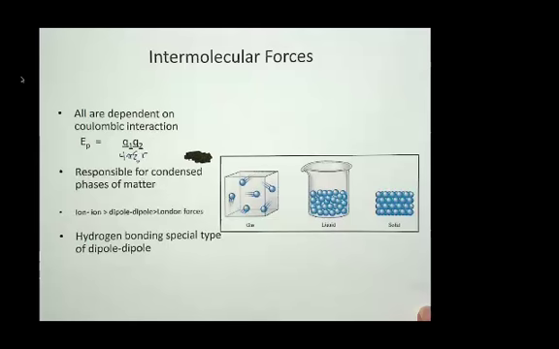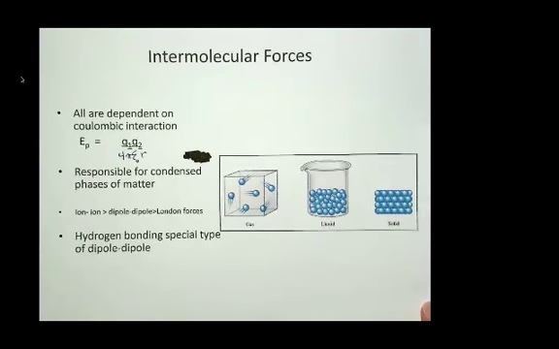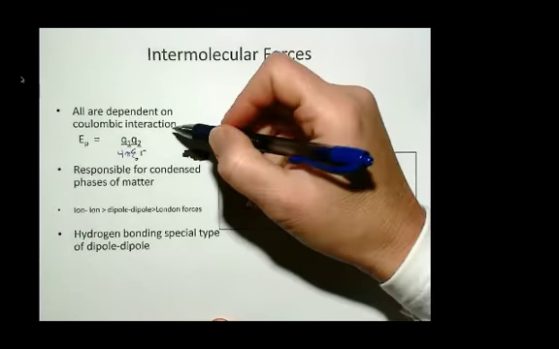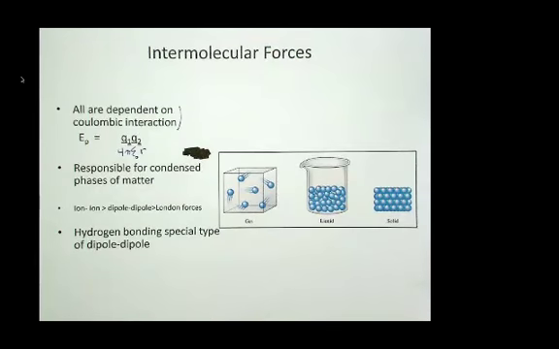The types of intermolecular forces that exist are going to be dependent on the type of compound that you have. Now, what's common is that all intermolecular forces are dependent on what's called the Coulombic interaction, and that's the energy associated with the electrostatic force. This is the potential energy associated with electrostatic force.